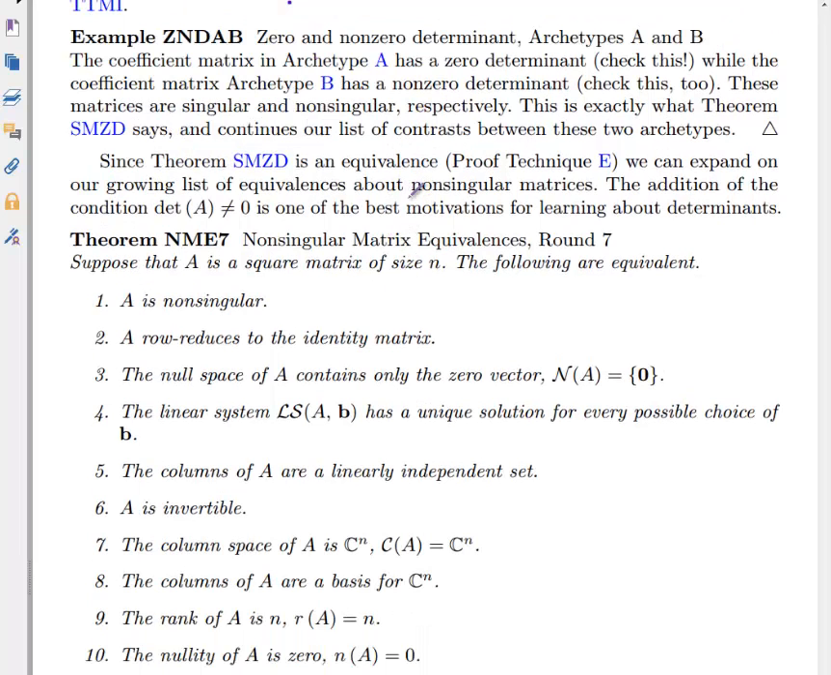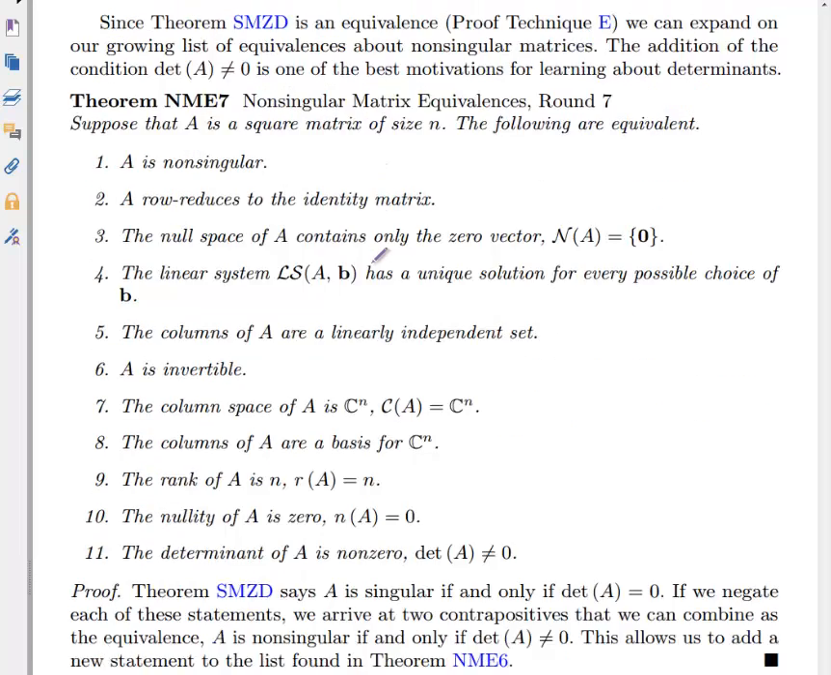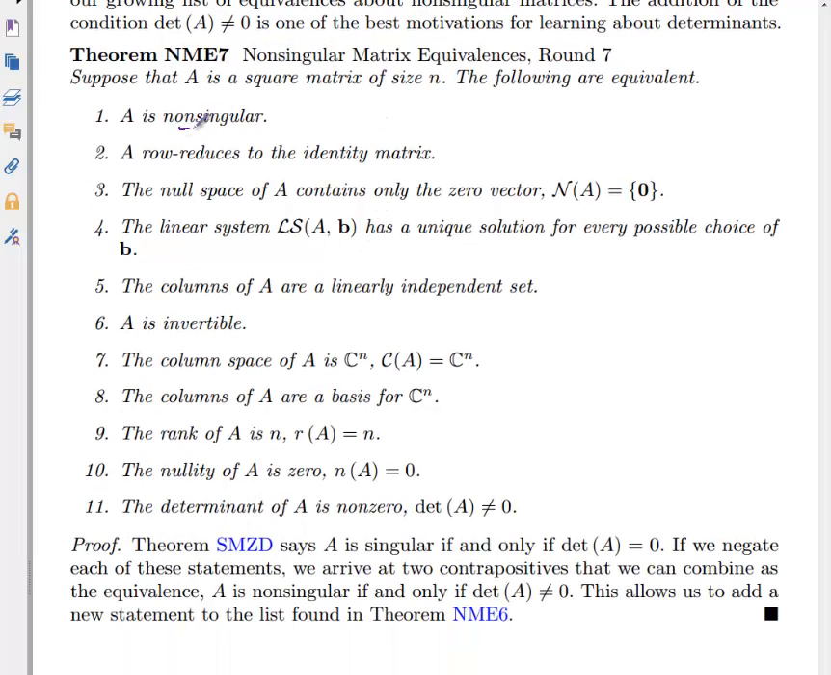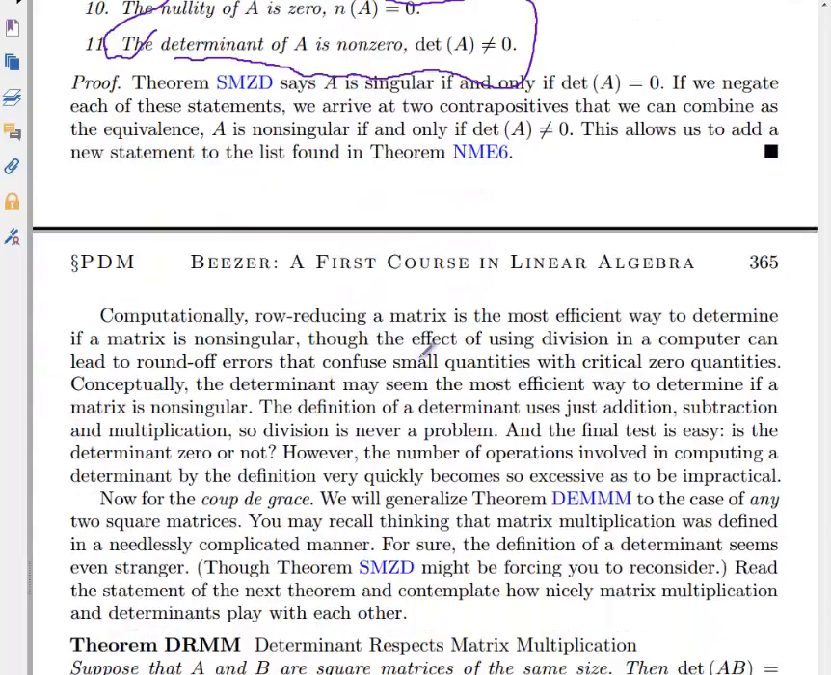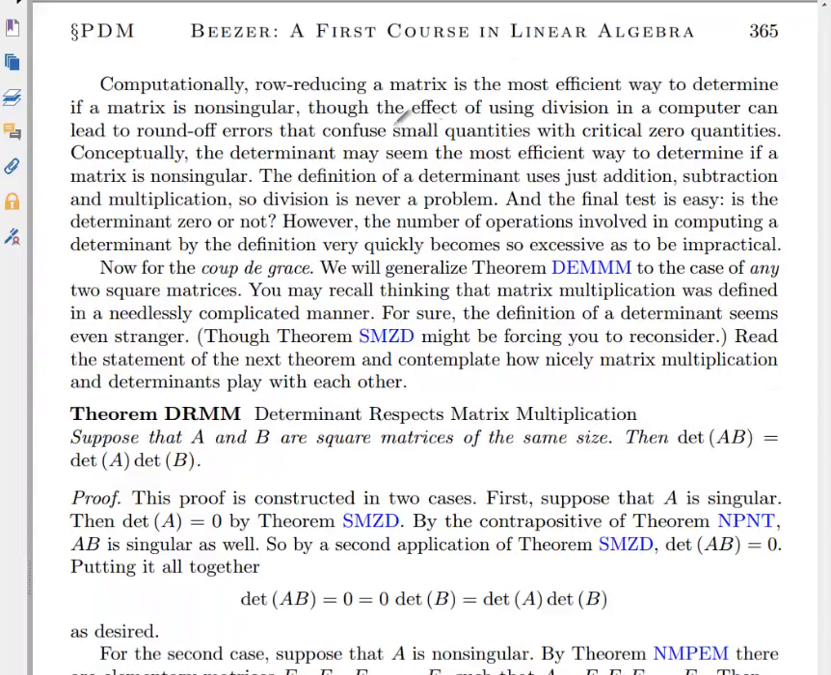Okay, so here's just our long list of equivalent things. A is non-singular. We've now added another condition: A is non-singular if and only if the determinant of A is non-zero. Now, row reducing is the easiest way to determine the determinant. And as I said, usually it's best to row reduce using the third type of row operation. Then you don't have to worry about multiplying the determinant by factors.